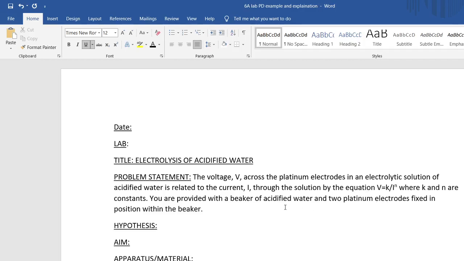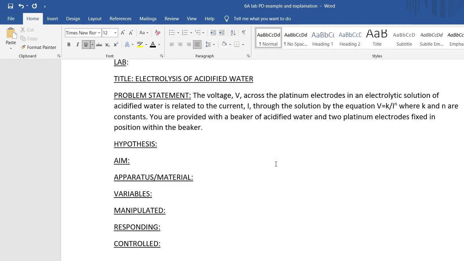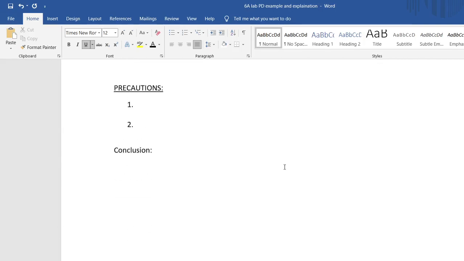So the problem statement is saying that you actually have an electrolyte solution which is made from an acid, and you're supposed to plan and design a lab to find the values of K and N. Your hypothesis should be something simple. I'm going to scroll down and we're going to look at an example.